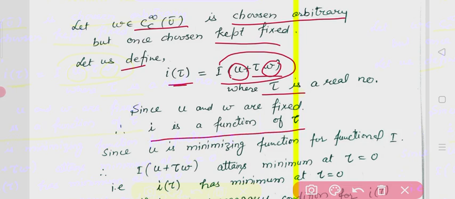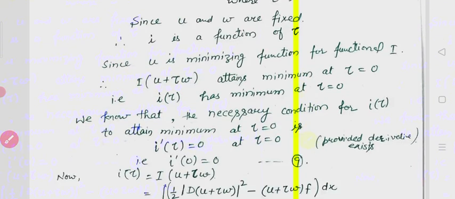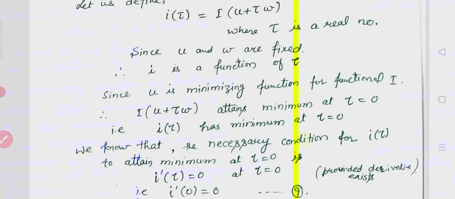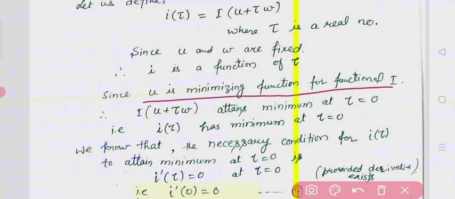And we define I of tau to be equal to capital I of u plus tau w, where tau is any real number. Okay. So we can see that u is fixed and w is also fixed. So that means this becomes a function of tau, right? So I becomes a function of tau. If I becomes a function of tau, so you know that since u is a minimizer function for the functional I, what does it mean? If u is a minimizer function, then you will say that I of u plus tau w attains the minimum at tau equal to 0.